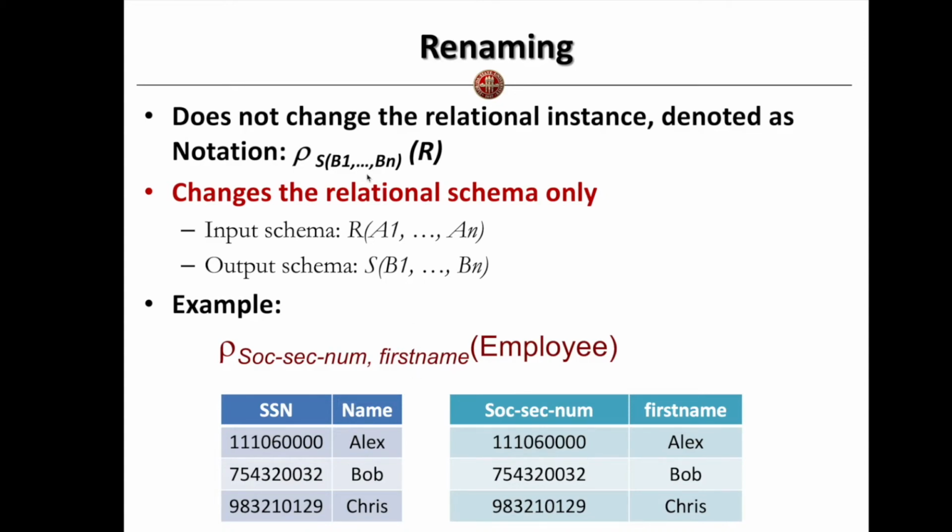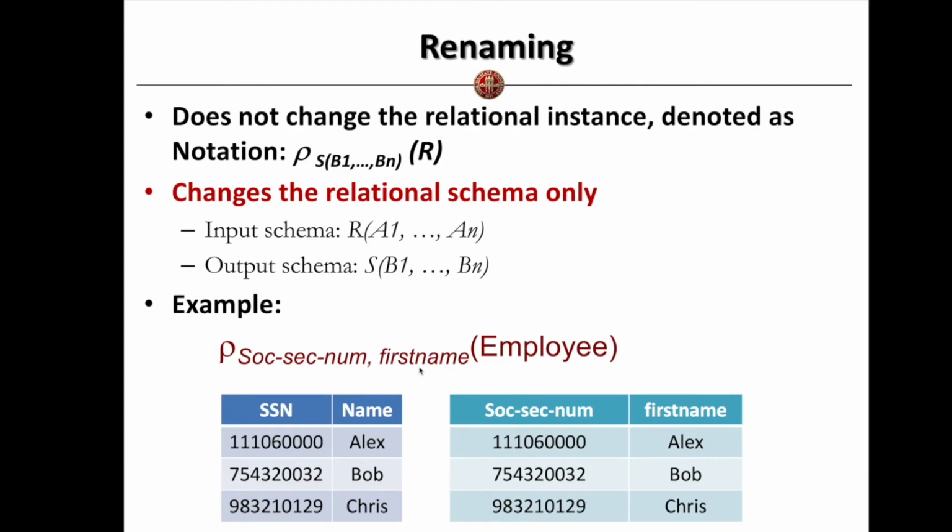Here, different from what we showed before, we do not provide the S here. In other words, we will still keep the employee as a new relation name. The S will be still the employee, right? And we can get a new employee table. We have two attributes. The first one is a social security number. The second one will be the first name, right?